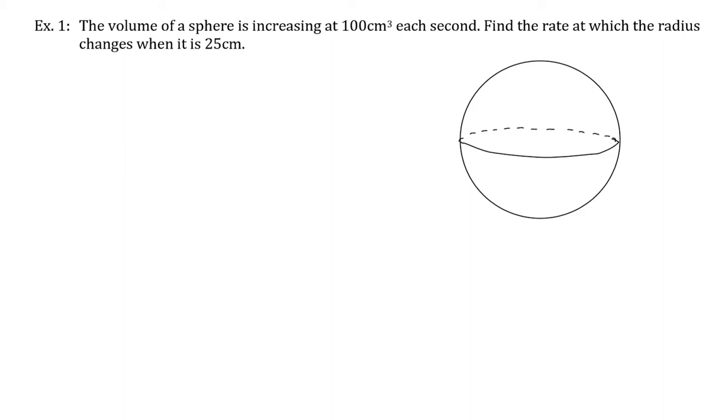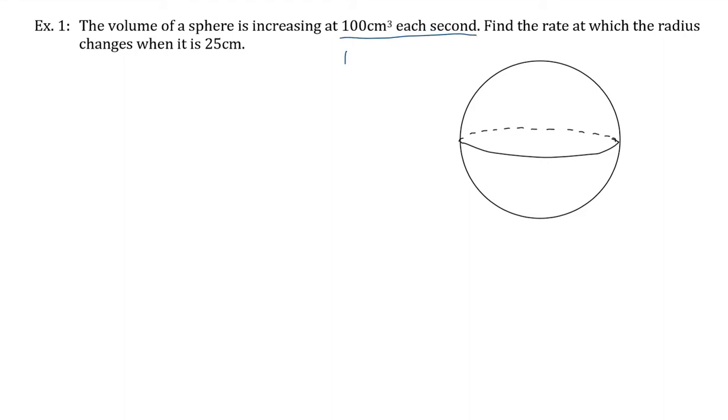And these are pretty straightforward. You're just going to use the equation for volume or surface area or whatever it is. But occasionally they do have some extra steps involved. And so, we'll deal with those as we come across them. So first question, volume of a sphere is increasing at 100 centimeters each second.